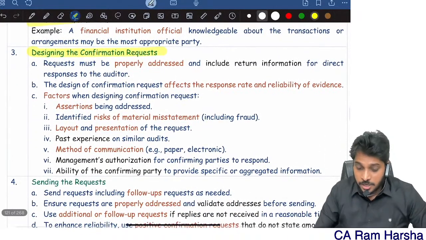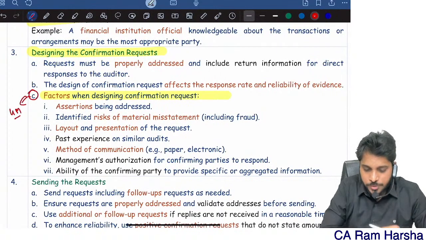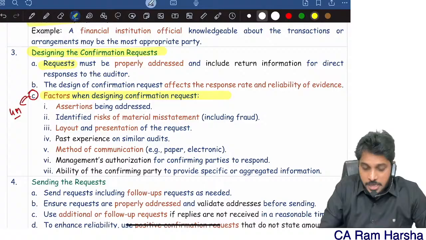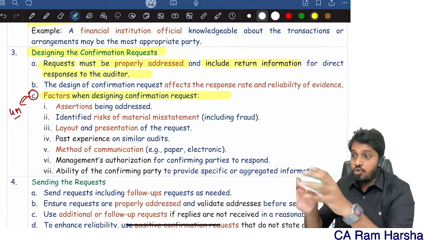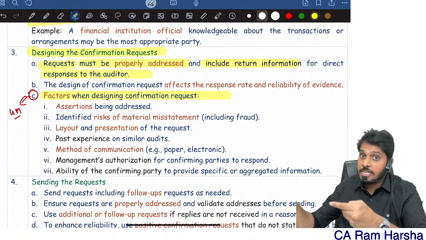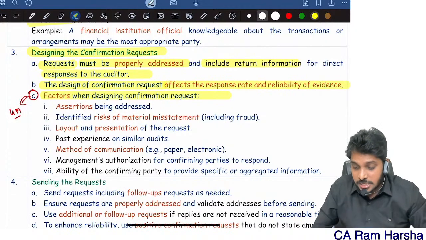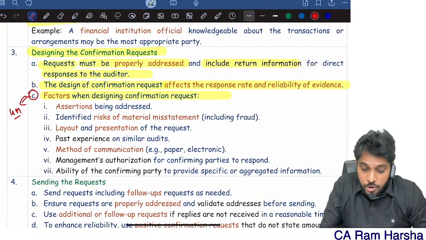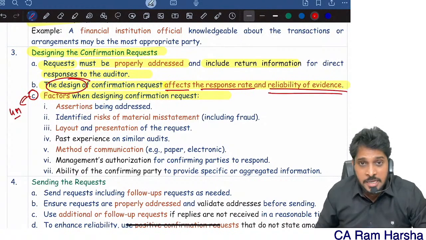Design the request. When you are designing the request, there are some factors. This itself was asked as a 4 marks question. The external confirmation request must be properly addressed, and you must also include written information for direct response. When you are sending a mail, you should clearly tell to whom they should reply. Reply mail ID also you should clearly mention. The design of the confirmation request affects the response rate and reliability.